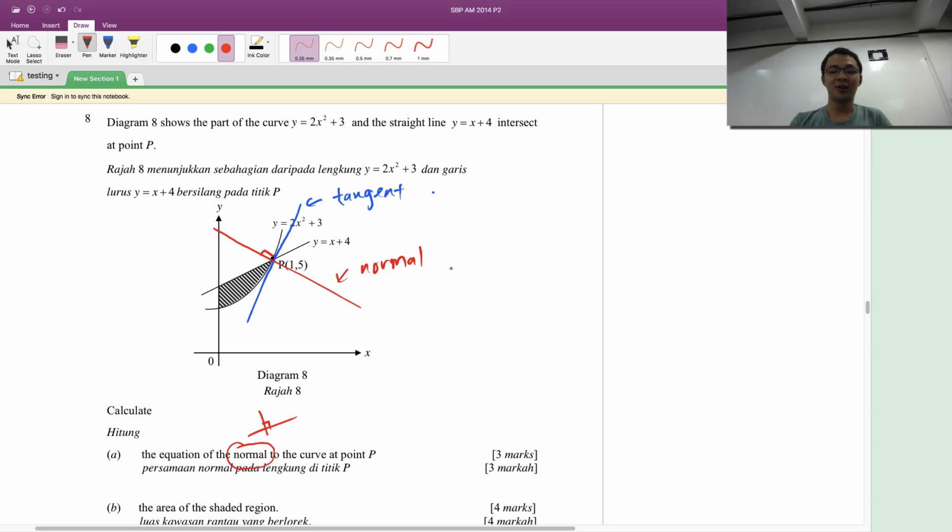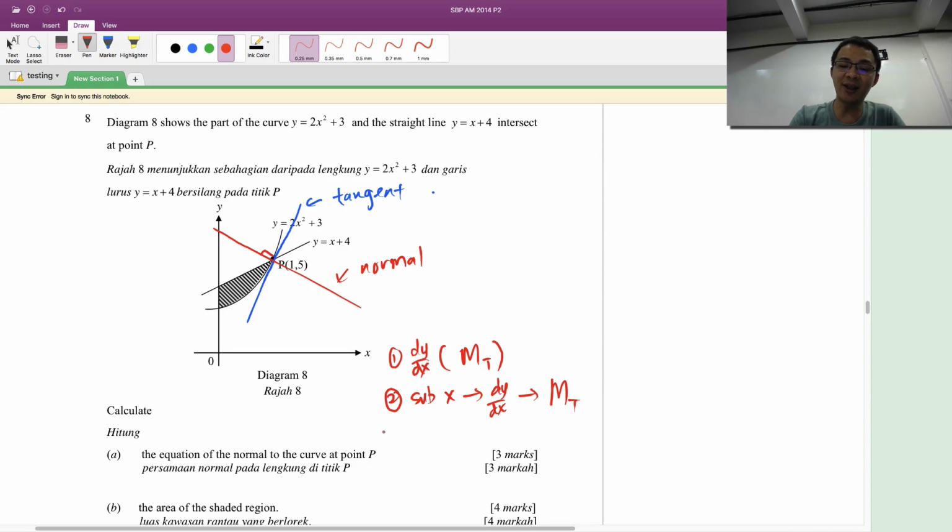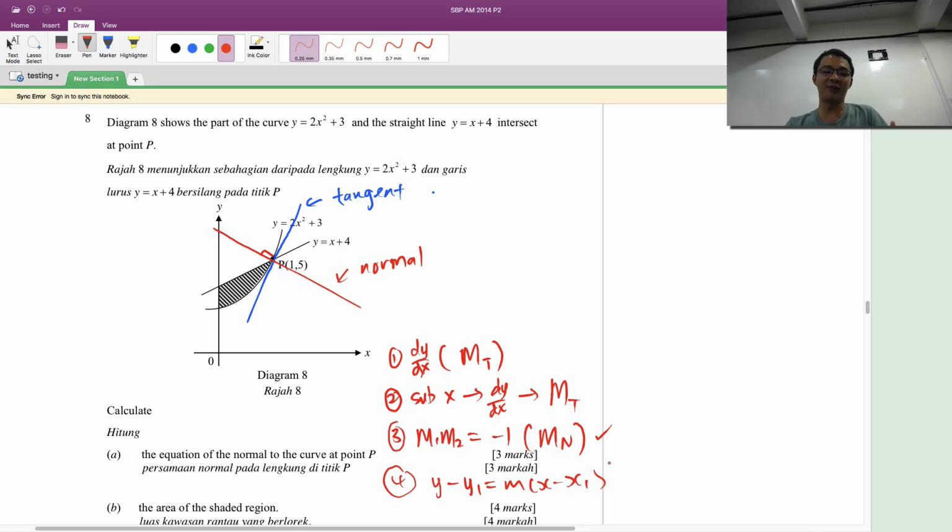Now the question asks you to find the equation of the normal. Last time I taught my students a few steps for finding the normal. The first step is you do dy/dx. The second step, you substitute the x coordinate of the point you're passing through into dy/dx. dy/dx means the gradient of the tangent, so after you substitute, you get the gradient of the tangent. The third step is you do m1 m2 = -1 to get the gradient of the normal, because the normal and tangent are 90 degrees, so you need to use this formula. After you get the normal gradient, make sure you have the coordinates x and y, then substitute into y - y1 = m(x - x1). This is the fourth step to find the equation of the normal.